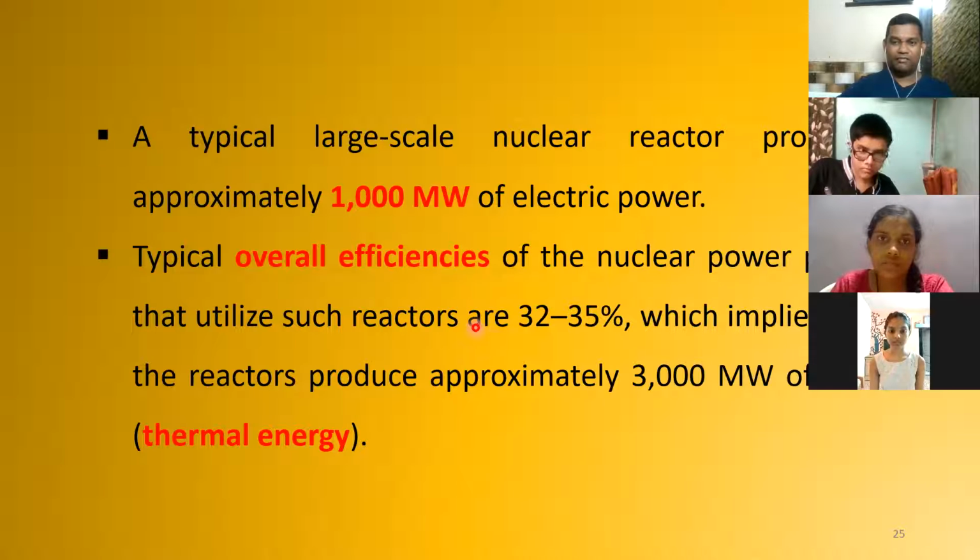Approximately in one nuclear reactor, there is around 1000 megawatt of electric power generated. But at the same time, there is a lot of heat energy also given out. That heat energy is not useful for us. If there is 1000 megawatt of electric power, there is around 3000 megawatt of heat that is given out. So the efficiency of a nuclear reactor is somewhere around 32 to 35% only. That's the efficiency you get in a nuclear reactor. And you cannot avoid the heat, because when there is a huge chain reaction going on, heat is bound to be generated. Did you get this?